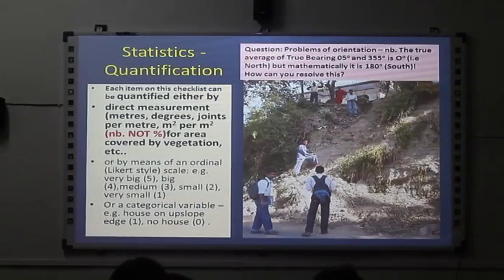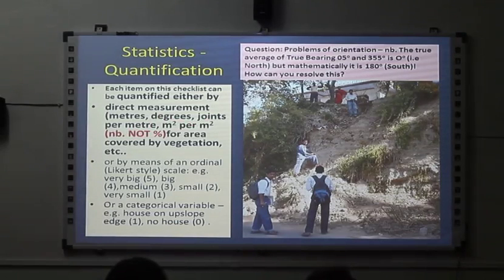Okay. Let's think of some of the other technical problems. Each item on this checklist could be quantified. That's the research we need by direct measurement. Measurements can be meters, degrees, joints per meter, meters per meter squared of vegetation.